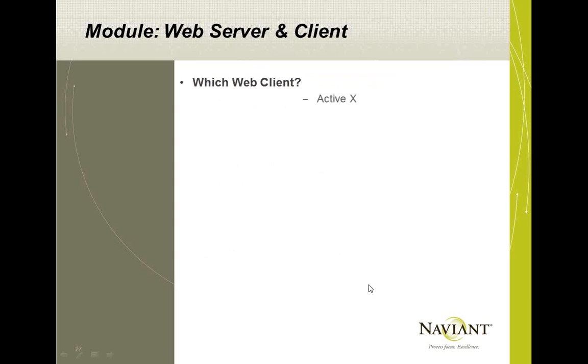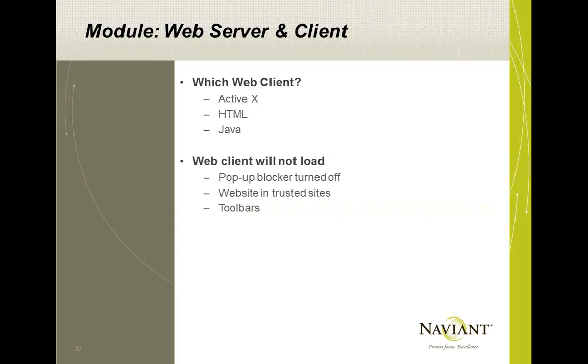And now the web server and client. It's important to know what client you're using for the web client. There's an ActiveX client, an HTML client, and a Java client. Most people use the ActiveX, but a lot more people are leaving the ActiveX client and going to the HTML or the Java client. These have a little bit less overhead, but they also don't allow you to do as many things. You don't have as many options as you do with the ActiveX client.